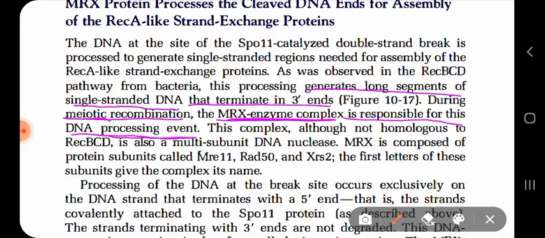Now, this MRX enzyme complex is not homologous with RecBCD, but it is a multi-subunit nuclease enzyme. MRX protein is composed of 3 protein subunits known as MRE11, RAD50, and XRS2. The first letters of these 3 subunits gave the name of MRX.